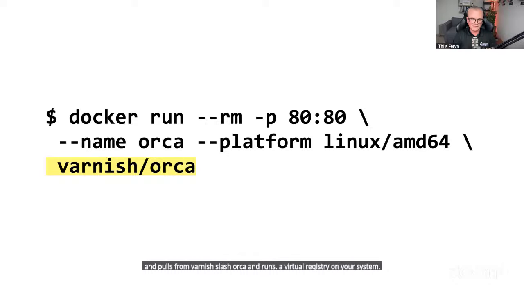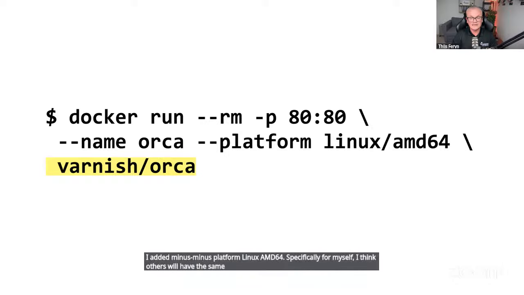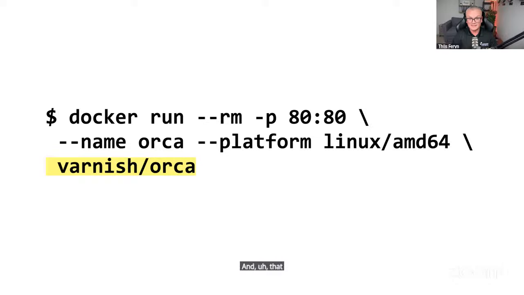I added --platform linux/amd64 specifically for myself. I think others will have the same issue. I'm a Mac user. I'm using a recent Mac, and that's an ARM environment. And this image only has an AMD64 environment for now, so you'll need to add that.